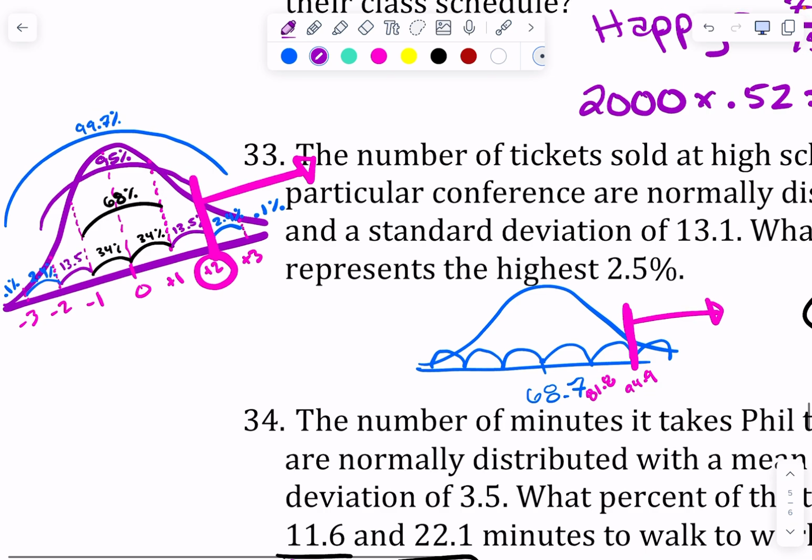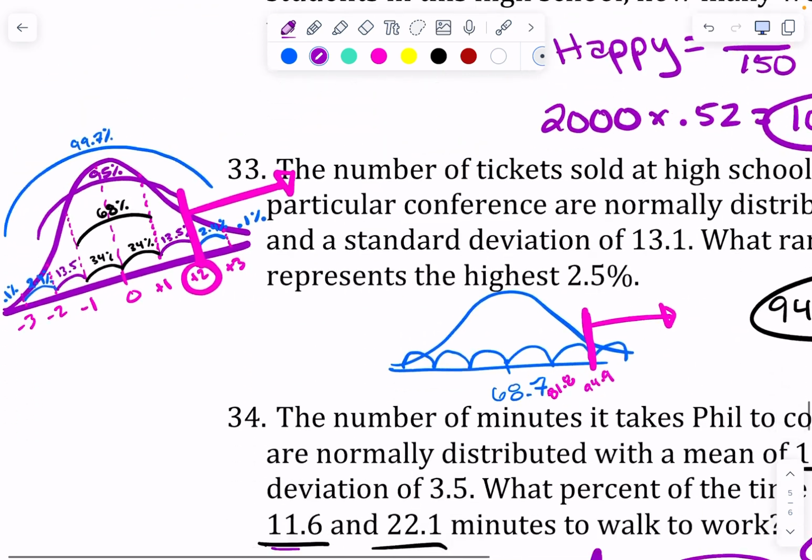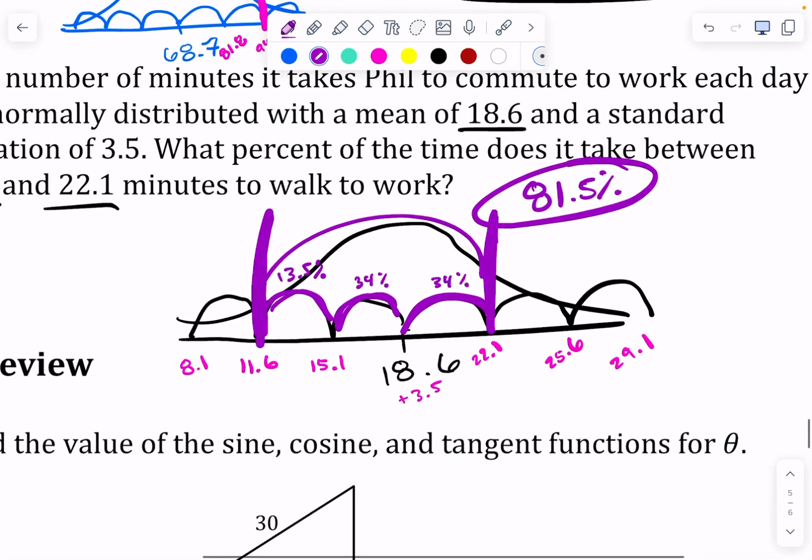You cannot do those two problems unless you have this bell curve filled out, so make sure you have it. That was not that hard. You have 34 and 34. That's 13.5. You want to see what I wrote on my paper? It says 13.5, and then skip that, 2.35. I just did 2.4, 2.4, and 0.1 and 0.1.